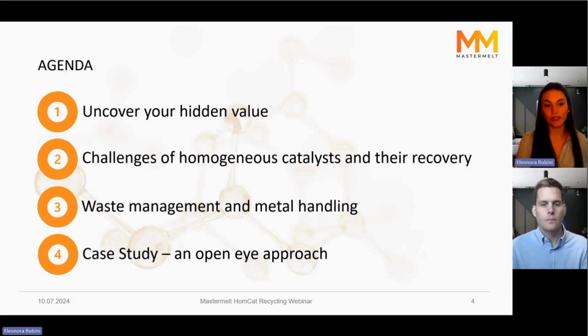The third point today will be the waste management itself, and how do you handle the metal. So we're going to be talking about how does the metal get back into your production loop, and how do you deal with transportations and all the regulations that are involved with waste management. Explaining a little bit how Mastermelt can be your one-stop shop when it comes to precious metal loop.